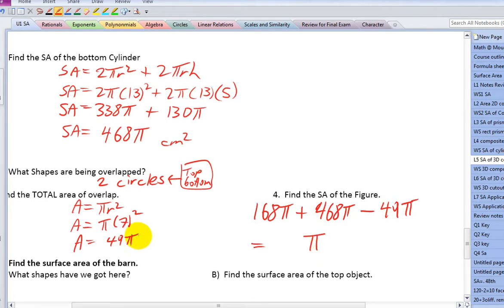Times 2, 98. 98 pi. Well done. Good catch, guys. 98 pi. Okay, so now that I got the numbers right, you can go and add or subtract the numbers. But remember, you must leave it as times pi.